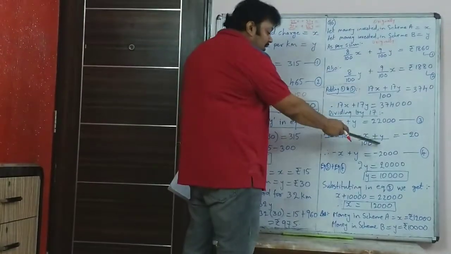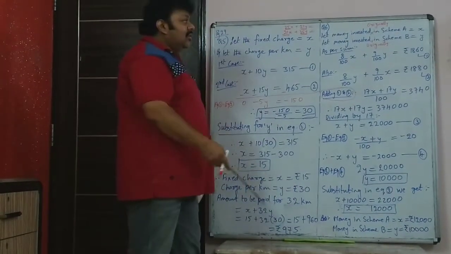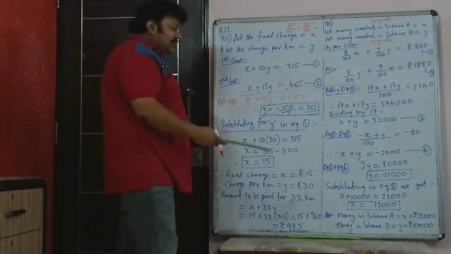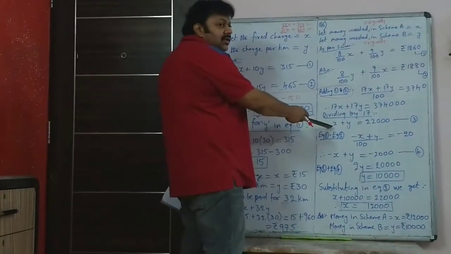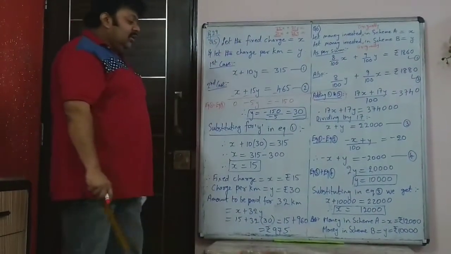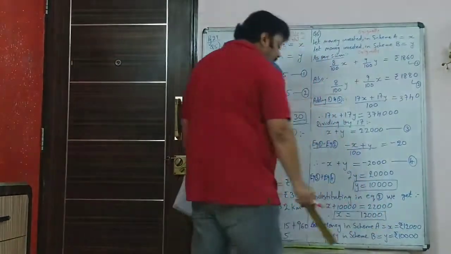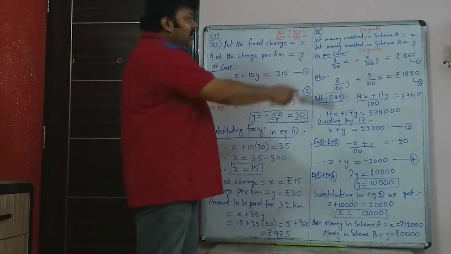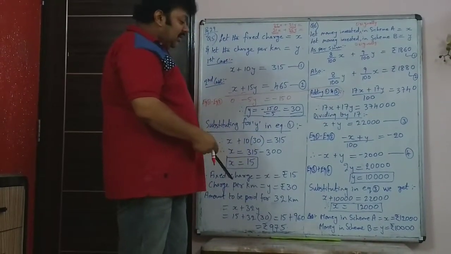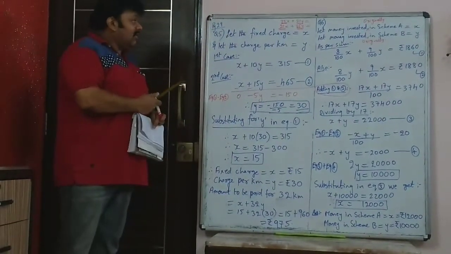You will get 2y is equal to 20,000. So your y is 10,000. So the amount he originally invested in scheme B is rupees 10,000. Now if you substitute this in any equation, let's say equation 3, you will get x is equal to rupees 12,000. So in our final answers, we have to mention the unit, that is rupee. Money invested in scheme A is x, that is rupees 12,000, and the money invested in scheme B is y, that is rupees 10,000. So that was question 5 and question 6.